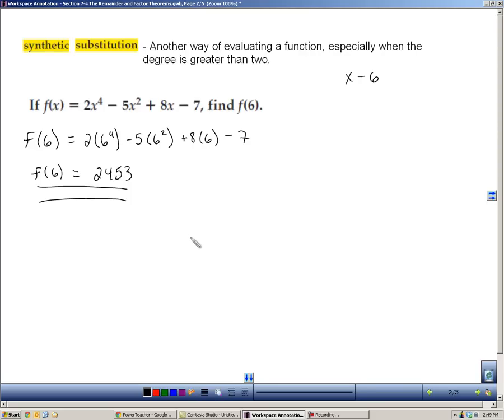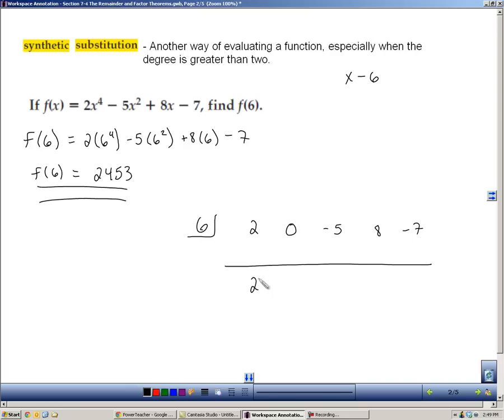So I'm going to use synthetic substitution. The number that comes after the subtraction sign goes in this little box. And then we use the coefficients of the polynomial. So 2, 0, I need to use a 0 because there is no x cubed, and I have to have a placeholder, -5, 8, and -7. So now we use synthetic division or synthetic substitution to solve this.